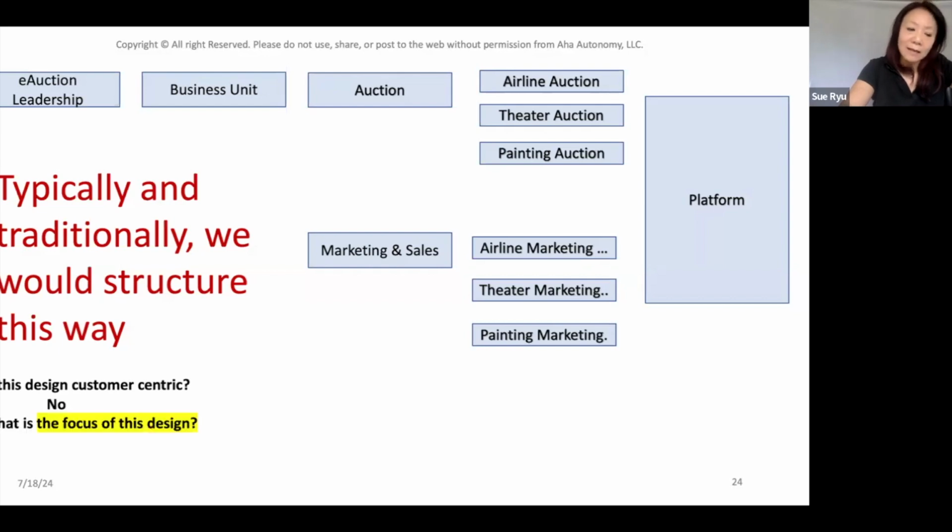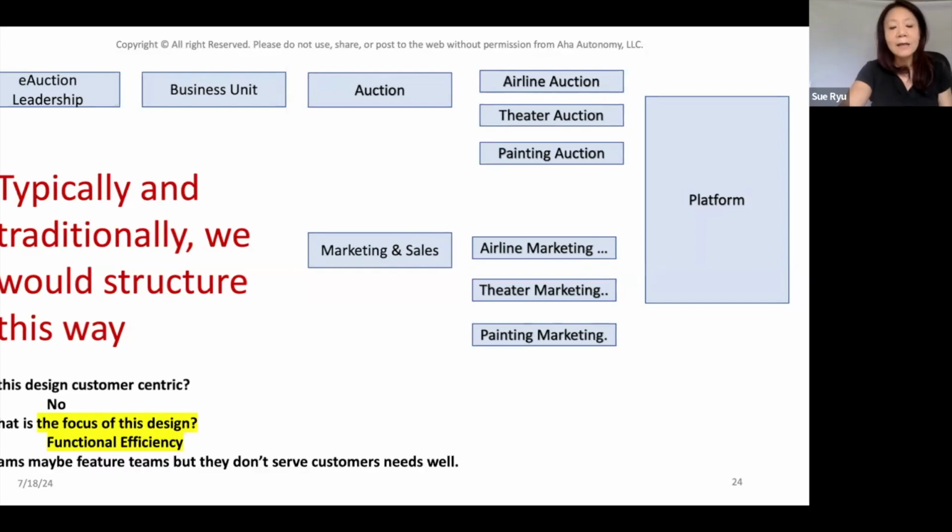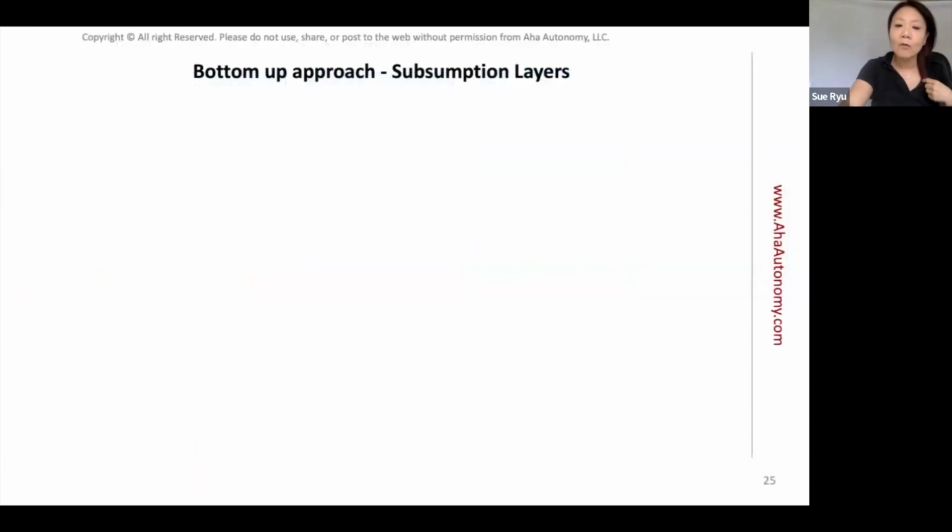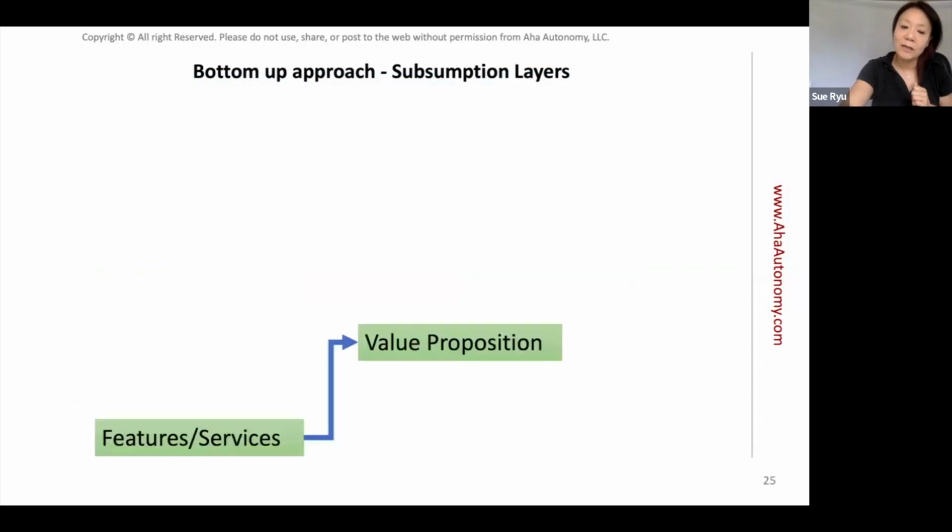Okay, so what is the focus of this design? I believe this is more of a functional efficiency, where we have silos depending on the functionality of what the teams do. And this may be feature teams, but just because it's a feature team doesn't mean it is customer centric. Okay, so let's take a look at how we might apply subsumption architecture to an org design.